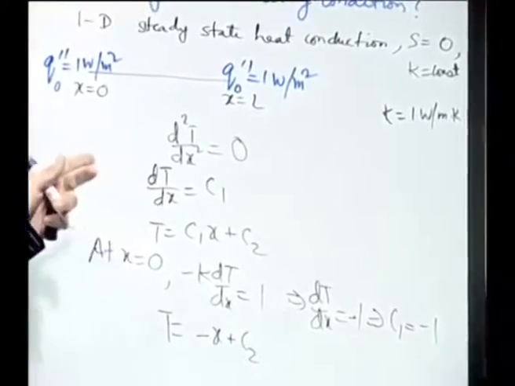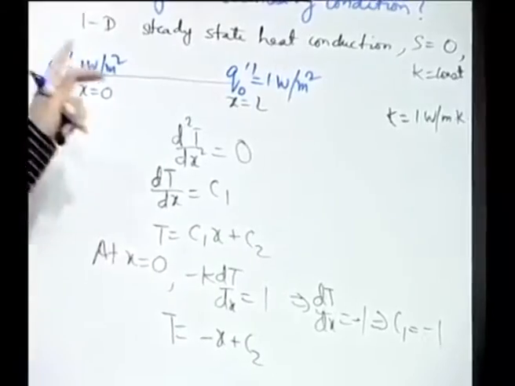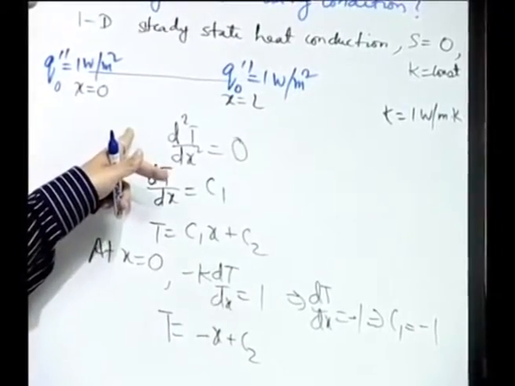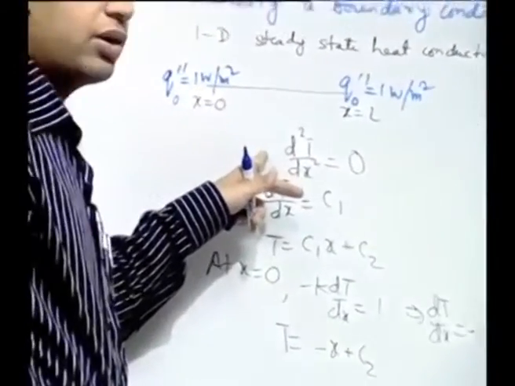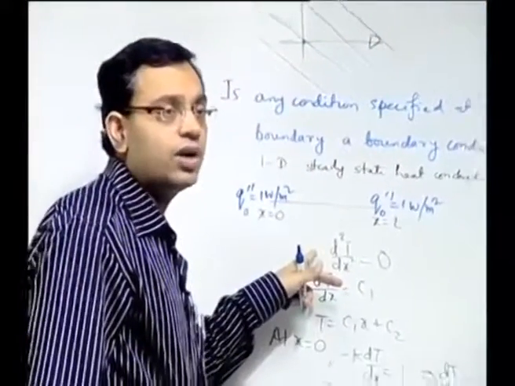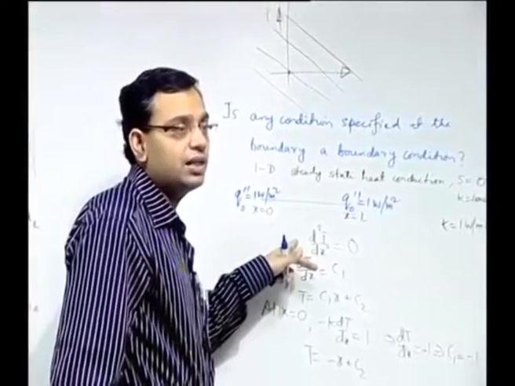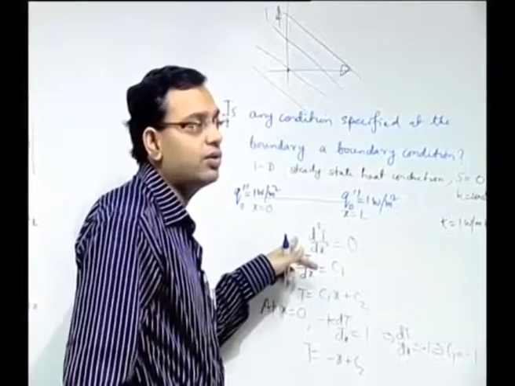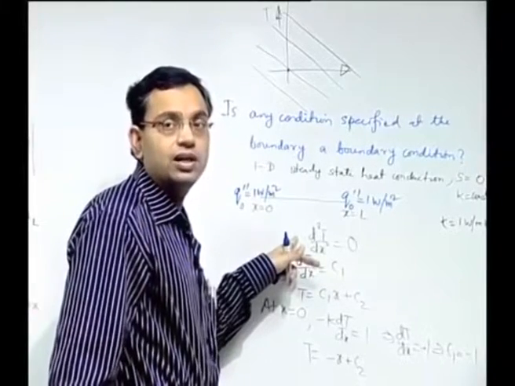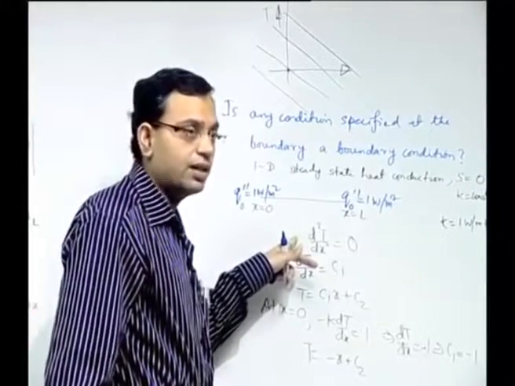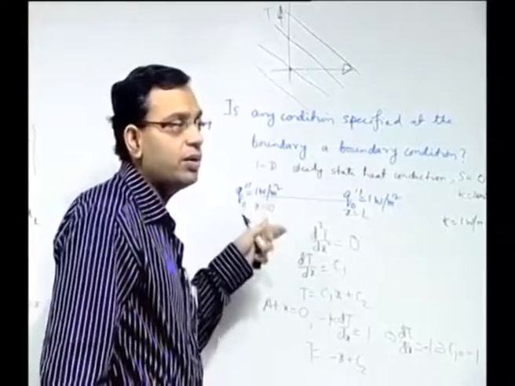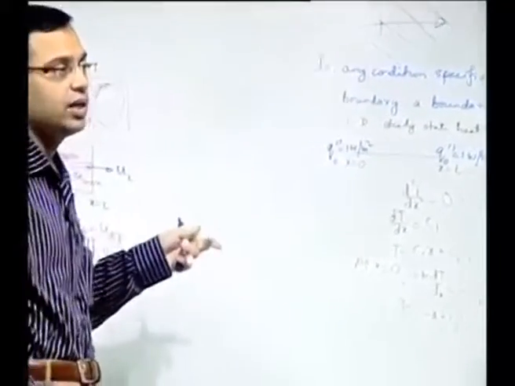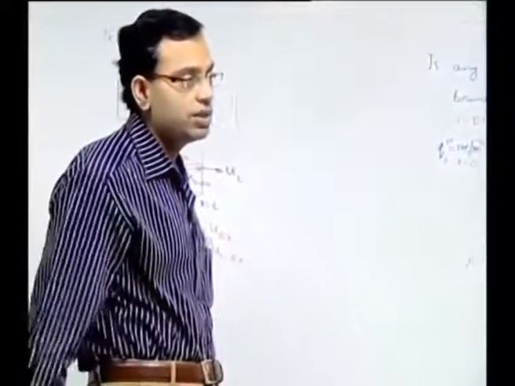So that means if you have a steady state, one dimensional heat conduction problem, then at least at one of the boundaries you have to specify the temperature. That means at least at one of the boundaries you must have a Dirichlet boundary condition, otherwise you cannot solve the problem with a unique solution. You can solve it, but you will get an infinite number of possible solutions.